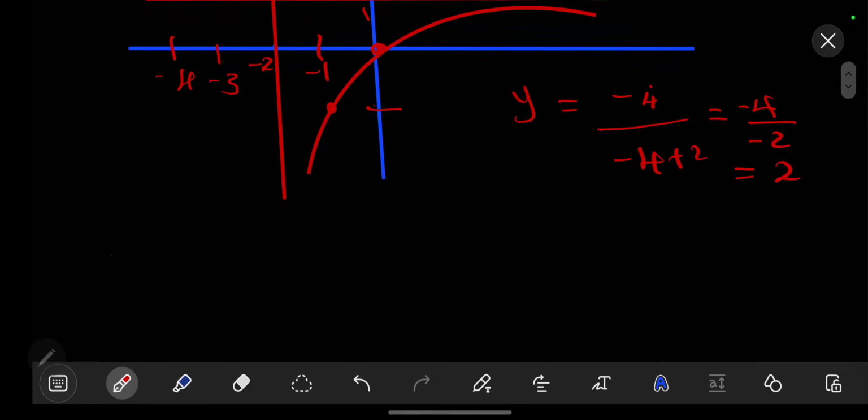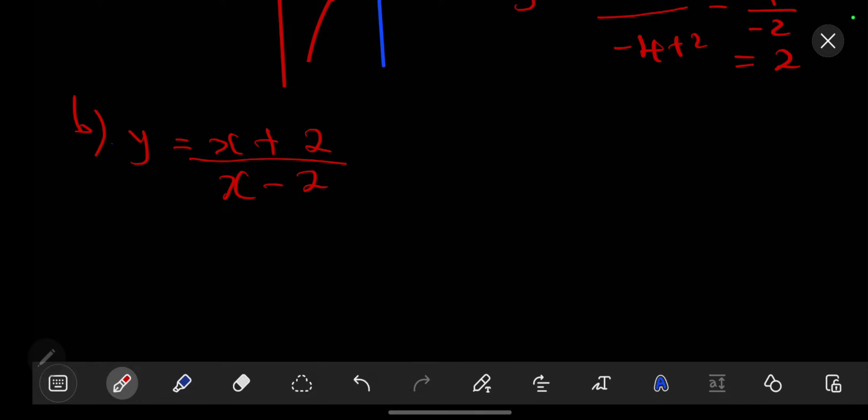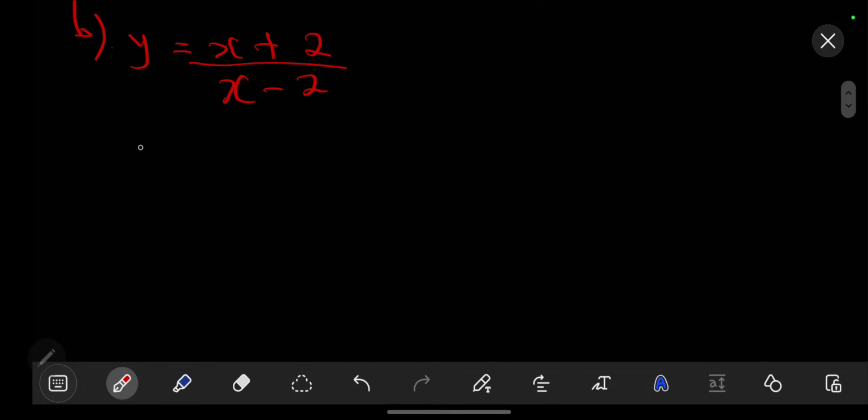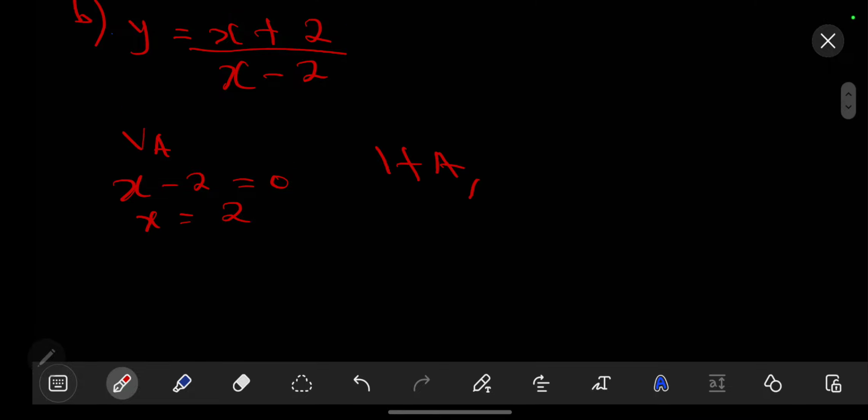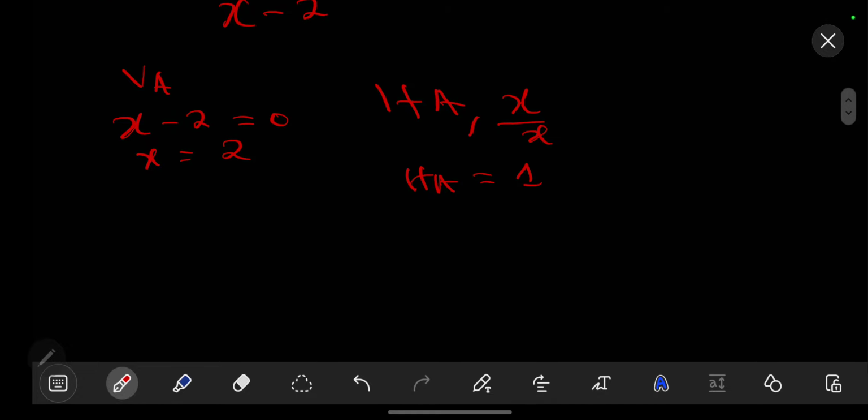Let's go to our second question. Our second question is y is equal to x plus 2 over x minus 2. Same approach. For our vertical asymptote, we equate the denominator to 0. So x minus 2 should be equal to 0, so x will be equal to 2. Then for our horizontal asymptote, we can just divide the powers. So we have x over x, so our horizontal asymptote will be equal to 1, as those two letters cancel each other. Then let us now begin graphing.